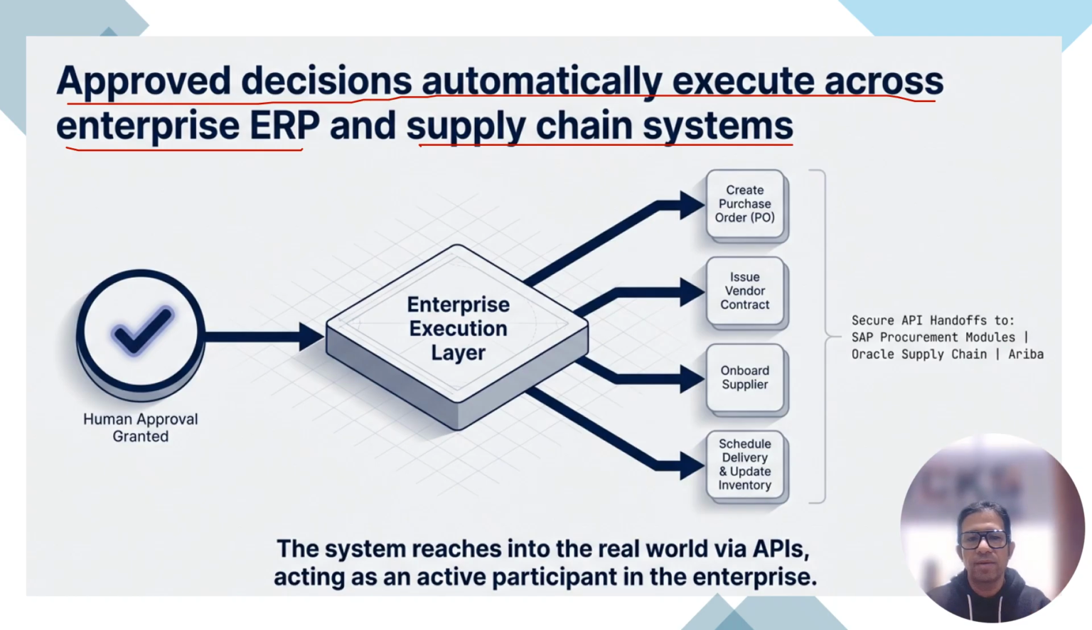Now start on the left here. Human approval granted. This check mark is the hard gate, meaning no approval, no execution. This is exactly how we keep governance intact. AI can recommend, but humans still control high impact actions. Approval equals permission. Approval equals permission to act.